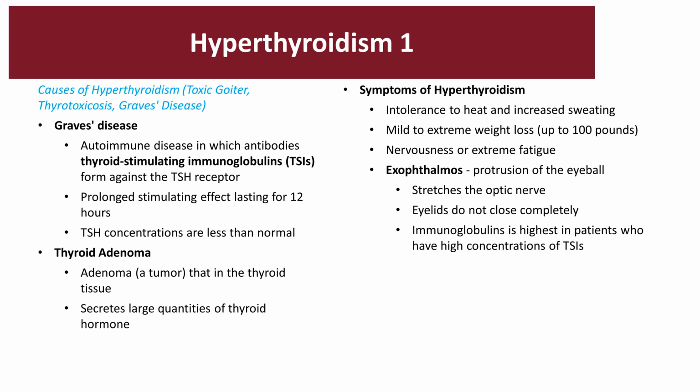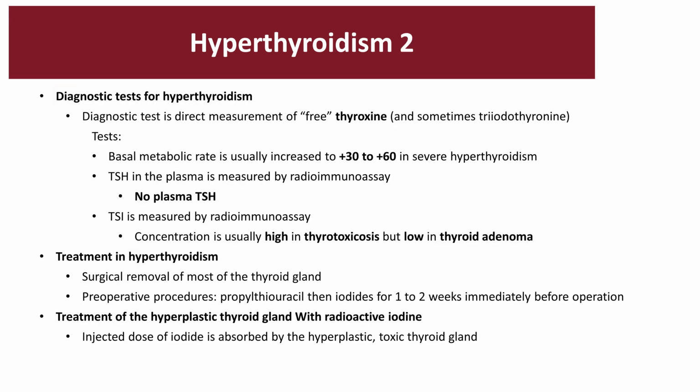In some cases, there could be a thyroid adenoma. If there's a tumor or nodule on the thyroid tissue, that can also create a condition where the tissue will secrete larger amounts of thyroid hormone than normal. Some of the causes include toxic goiter, thyroid toxicosis, and Graves' disease. These are all types of hyperthyroidism.